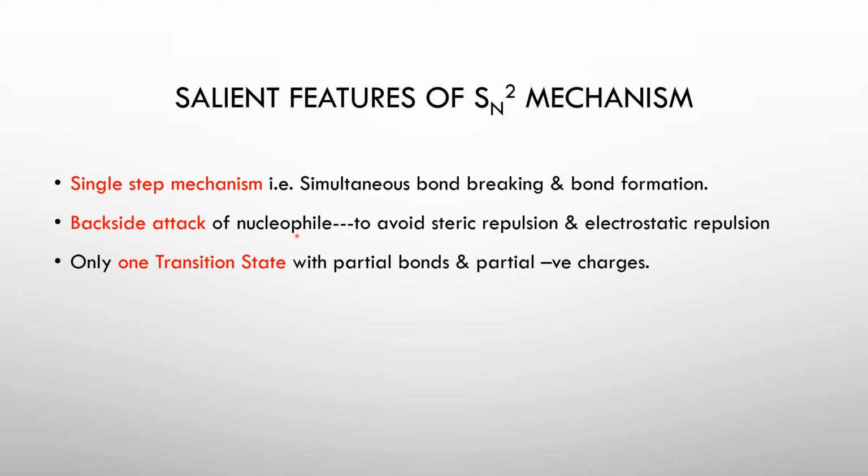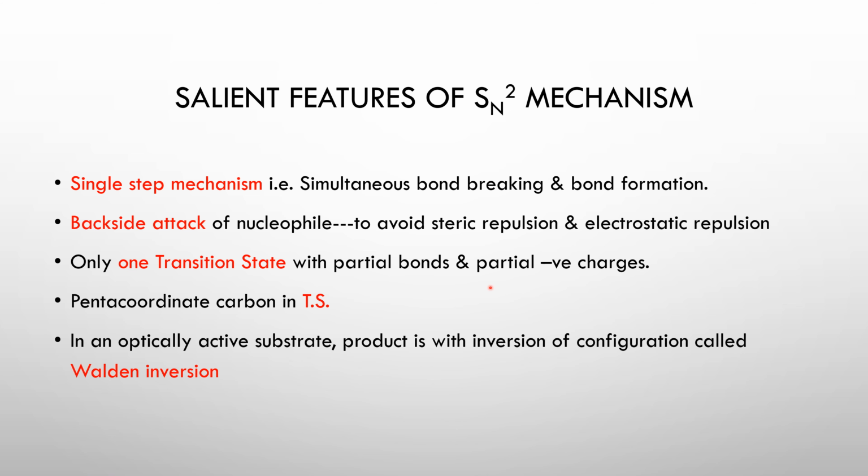Only one transition state is observed in this mechanism, which we have seen. It carries partial bonds between carbon and the OH group and between carbon and bromine, and also partial negative charges on the OH and Br groups. So partial bonds and partial negative charges are present in the transition state. In the transition state, carbon is pentacoordinate carbon. I told you that the carbon in the transition state is called pentacoordinate carbon because it carries 5 bonds: 2 are partial bonds and 3 are complete bonds.